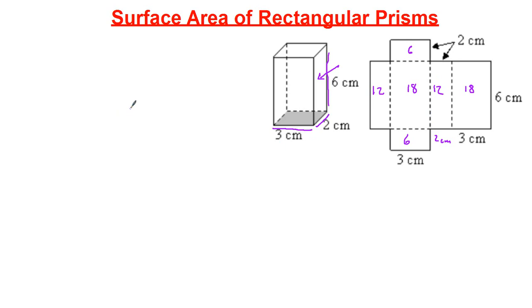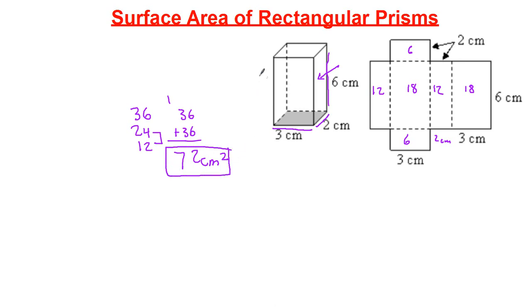Okay? So 18 plus 18 is 36. 12 plus 12 is 24. And then lastly, 6 plus 6 is 12. Okay? I'm just going to go ahead and join these because these are just multiples of 12. So I have 36 plus 36 is going to give me my total surface area. So that's going to be 72 centimeters squared is the total surface area, meaning the area of all of the surfaces of this three-dimensional figure.